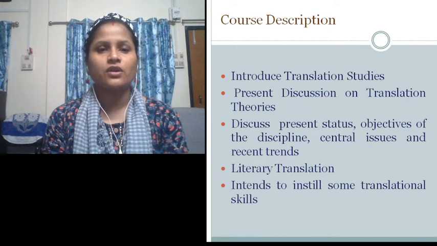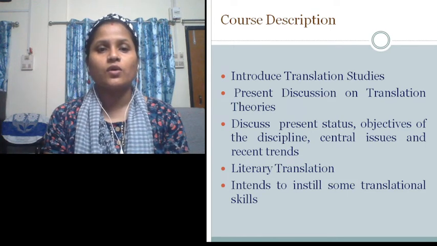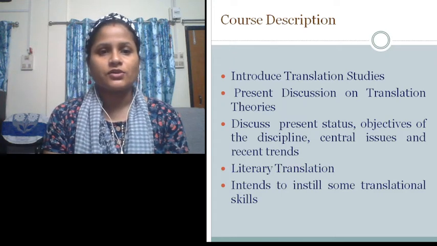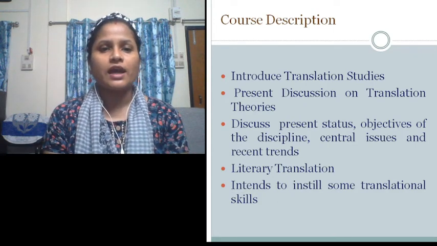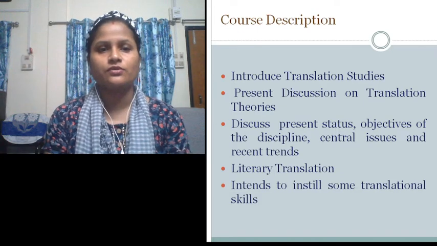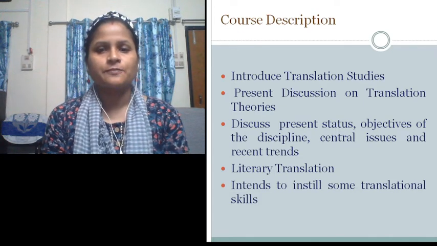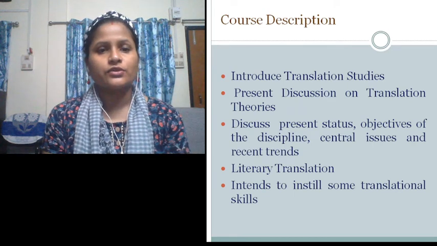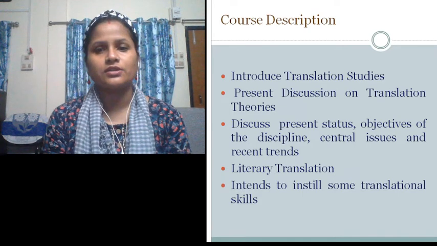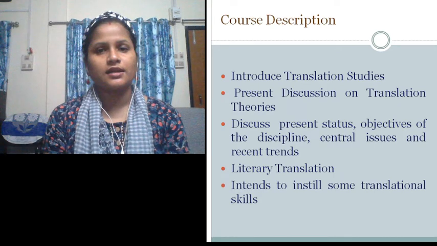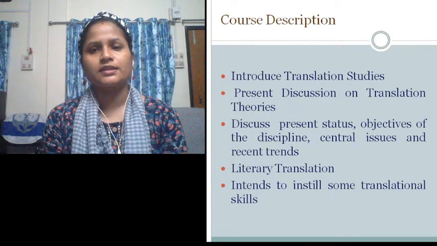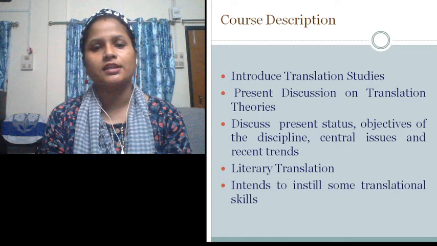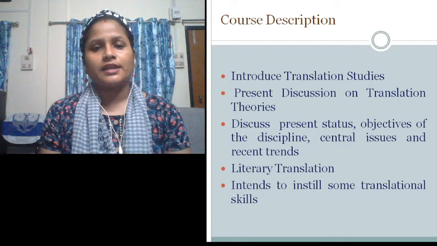So we all know that translation is not a very old discipline, and therefore translation theory as a unified form is also not very much there in the present scenario. But then if we have to talk about translation theory, then we have to go to the West for their theoretical interpretation. And then in the Indian context, since we do not have much theory, we have to mostly rely on the Western theories. Anyways, here in this course we are going to discuss both the Western theories and the Indian context.